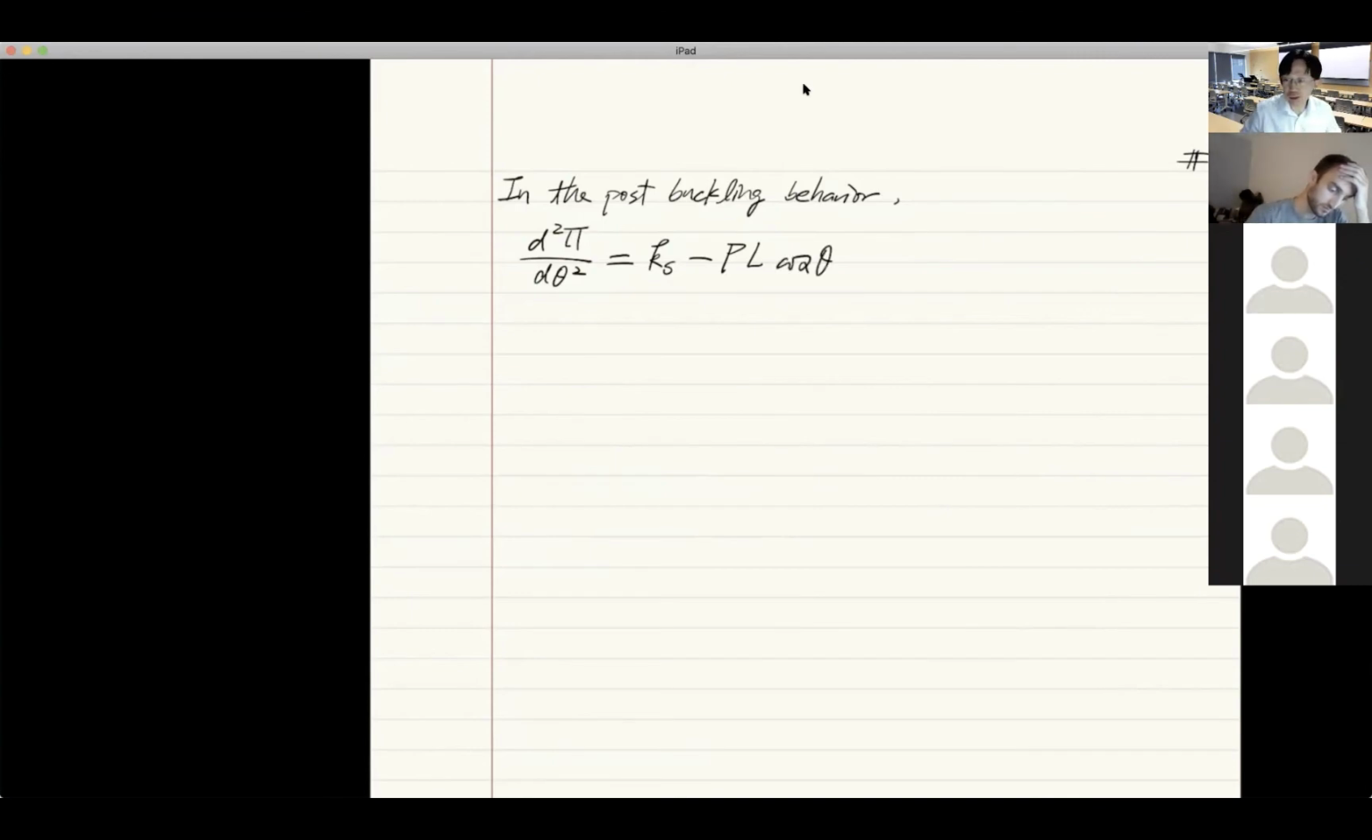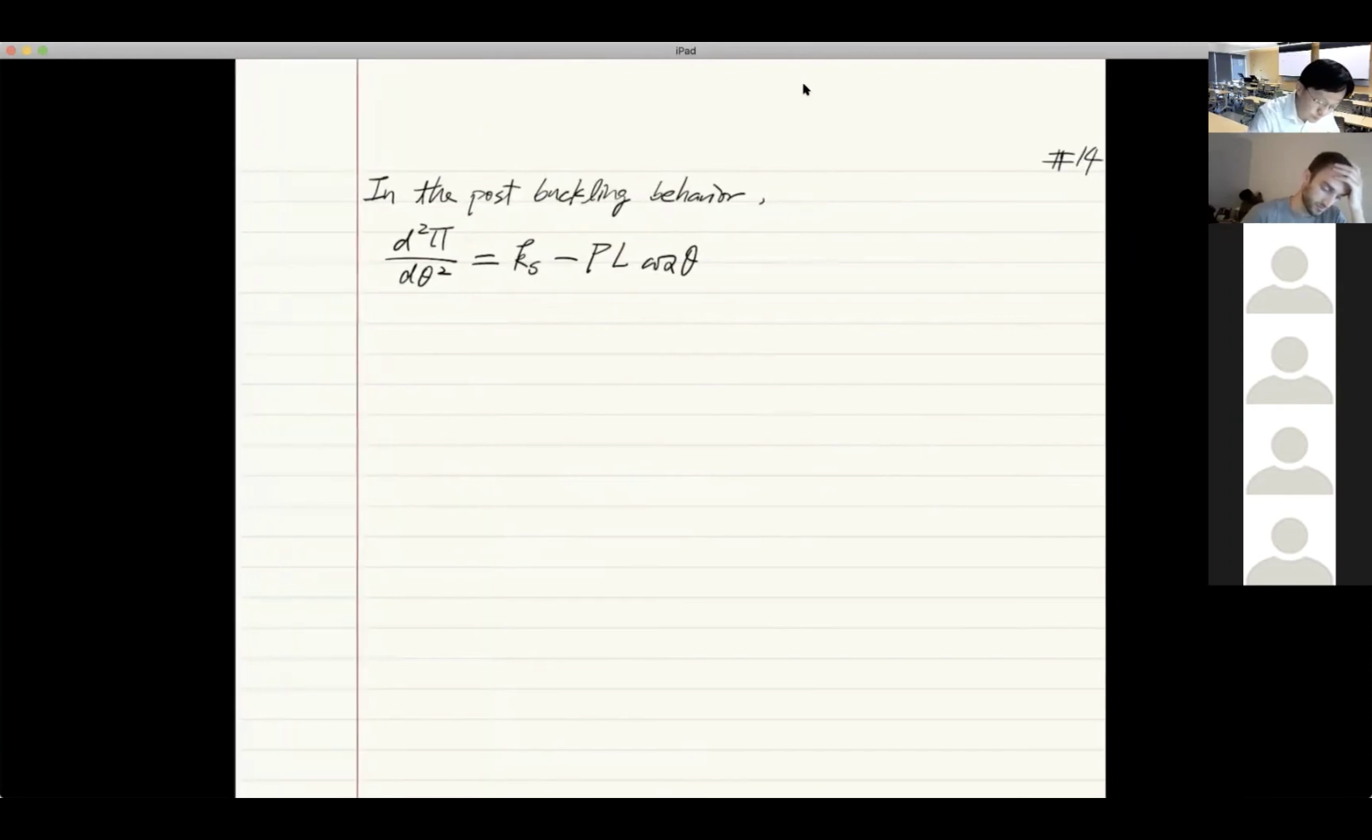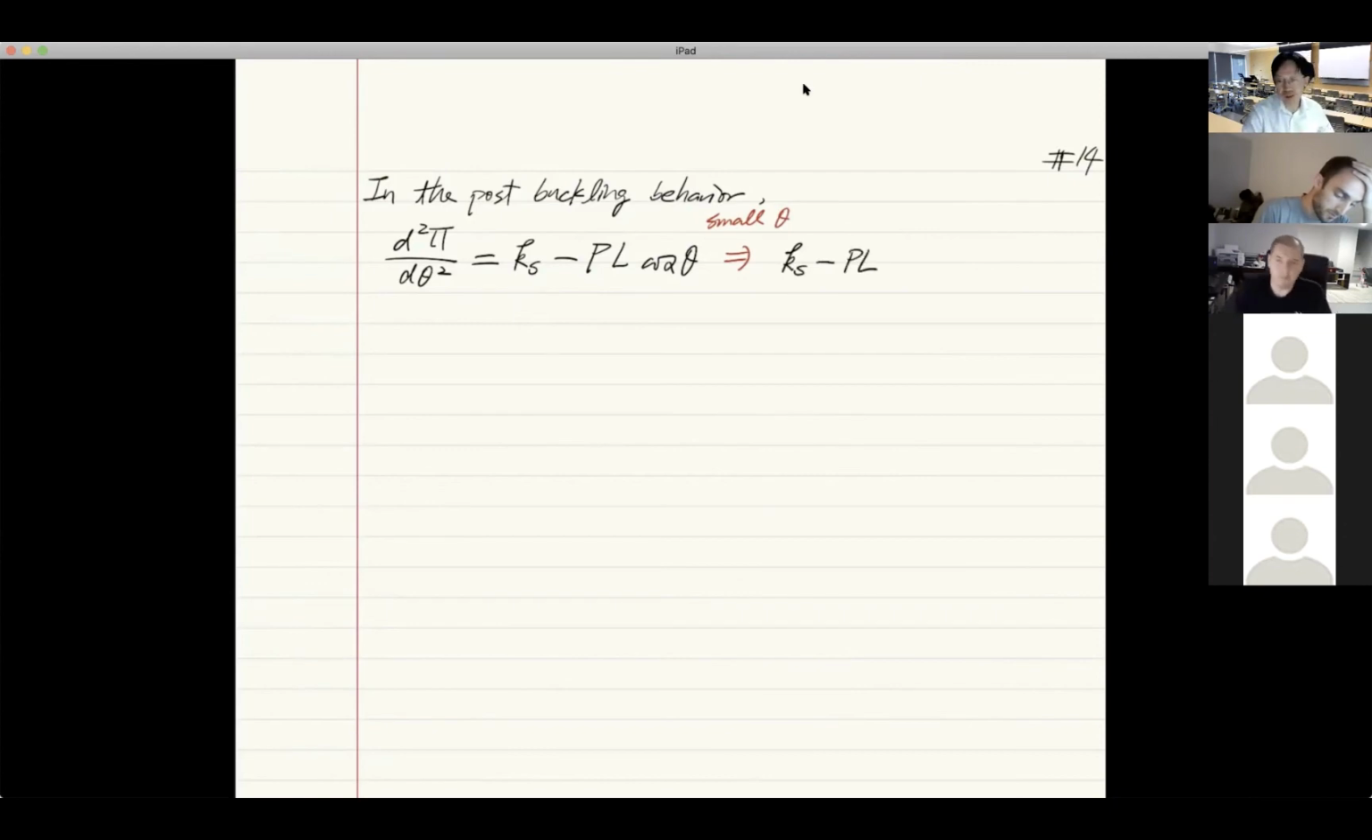So let's write this whole thing one more time. This is the second order derivative. And if we use small deflection, we're going to say small theta. If you use the small deflection assumption, this expression can be approximated to just Ks minus P times L, because cosine theta approximates to unity, right?